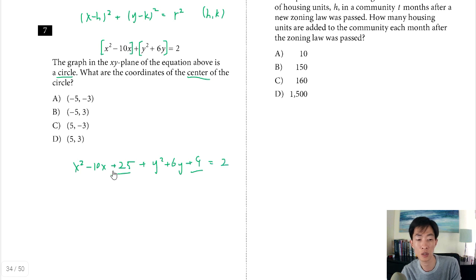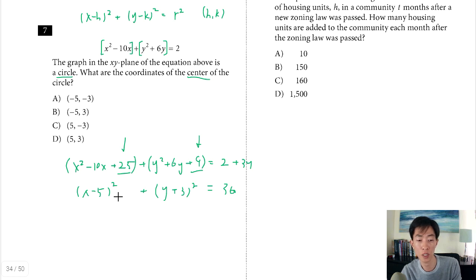Equals 2. Now notice what we did. We added 25 and we added 9 to the left side. We have to add that to the right side. 25 plus 9 is 34, plus 2. And that's going to give us 36. Now what happens on the left? Notice now that we have two quadratics that are factorable. This becomes (x minus 5) squared plus (y plus 3) squared, all equals 36.